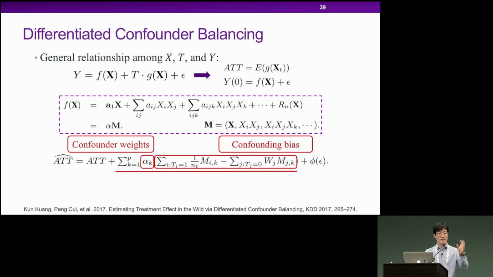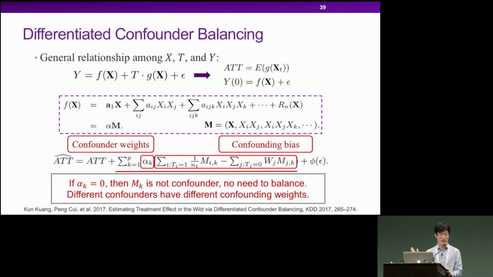That means if we infer this in theory, there should be an alpha there. So if alpha_k is 0, that means the corresponding variable is not a confounder, right? And different confounders have different confounder weights, which is indicated by different values of alpha_k. In our theory, we also prove that this alpha_k is the same as alpha_m, the coefficients of m in the f(x) generation function. So this is the theory part.